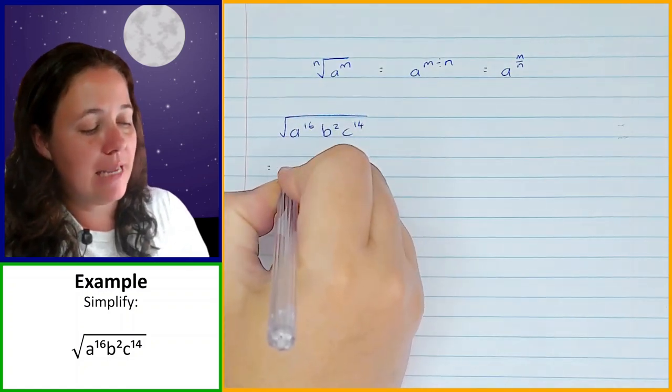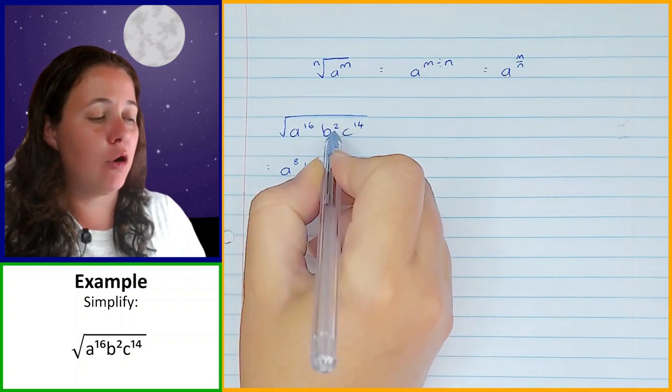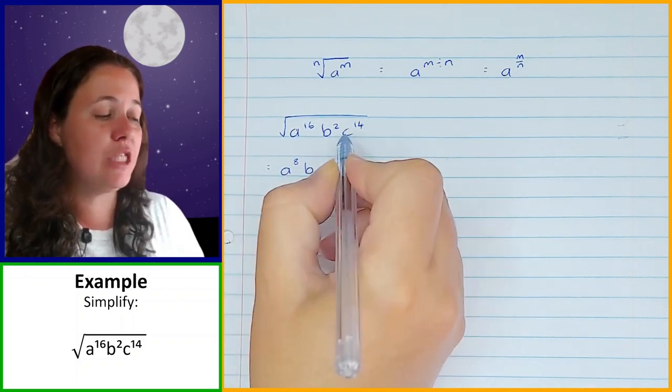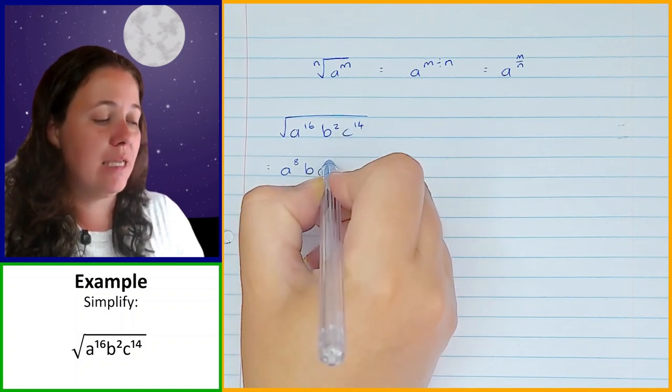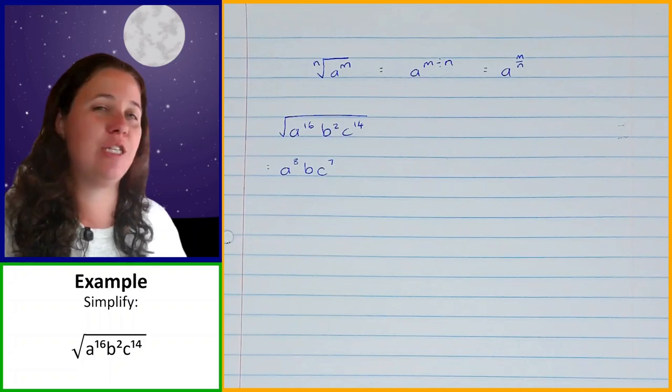So that's going to give us a to the power of 16 divided by 2 is 8. B to the power of 2 divided by 2 is 1, but we don't need to write the 1. And then c to the power of 14 divided by 2, which is 7. So for that one, we should get a to the power of 8, b, c to the power of 7.